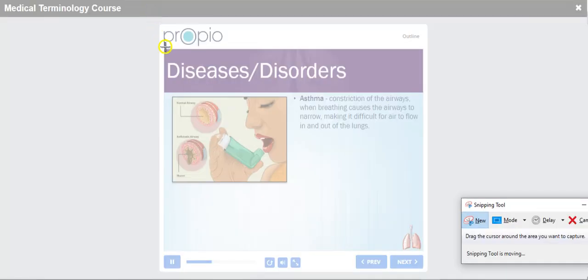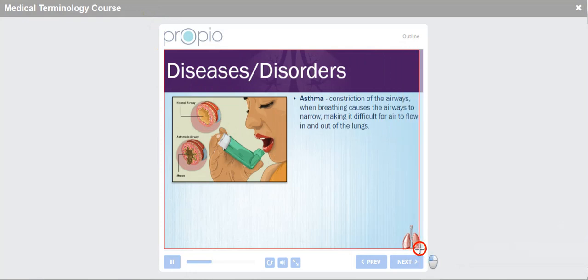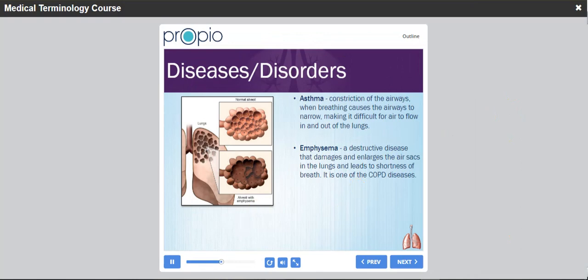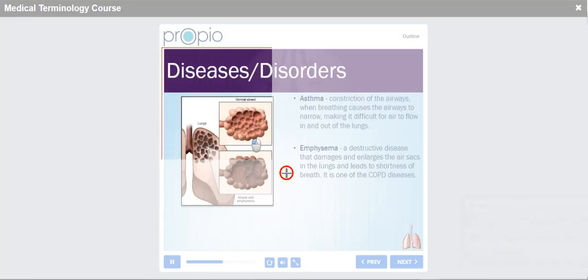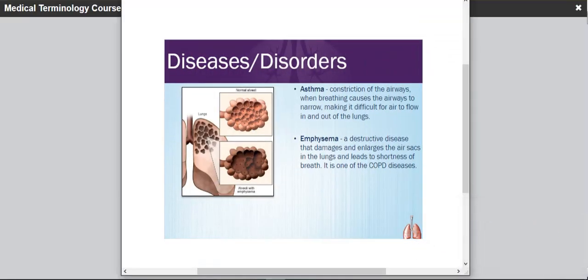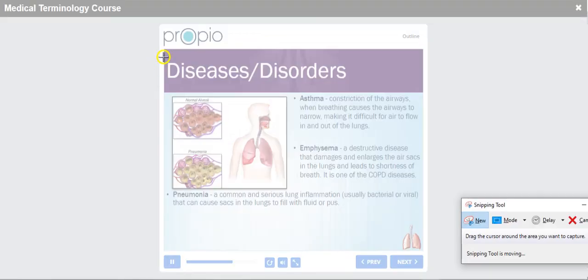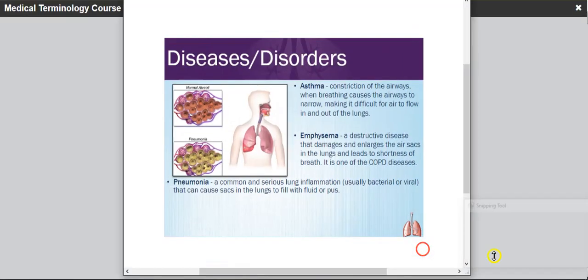Emphysema. It's a destructive disease that damages and enlarges the air sacs in the lungs and leads to shortness of breath. It's one of the COPD diseases. Pneumonia. It's a common and serious lung inflammation, usually bacterial or viral, that can cause sacs in the lungs to fill with fluid or pus.